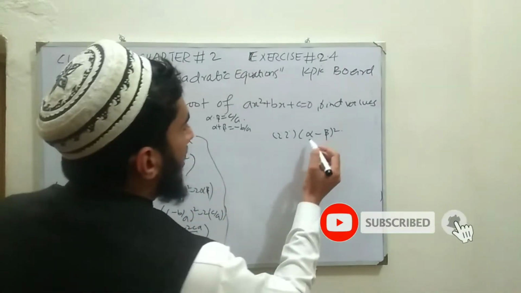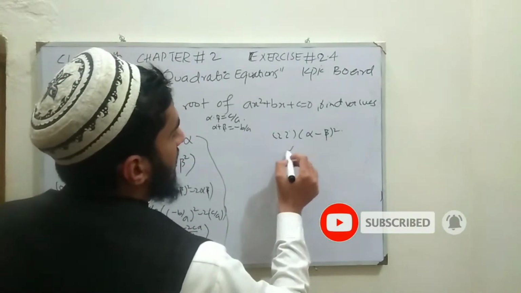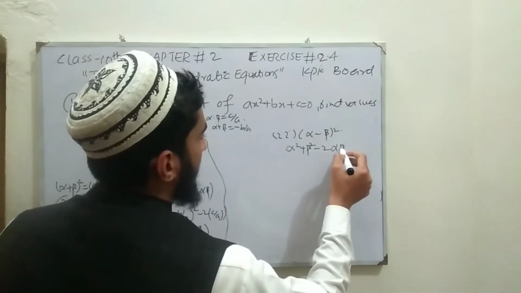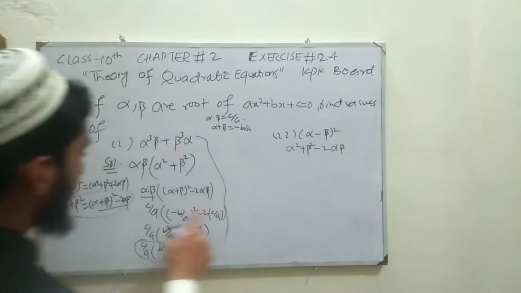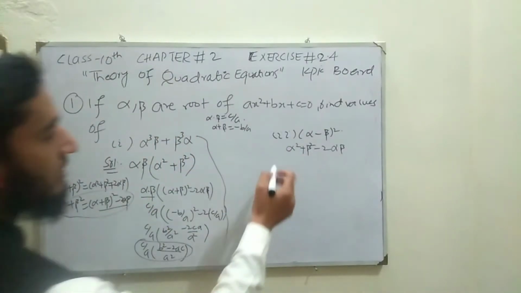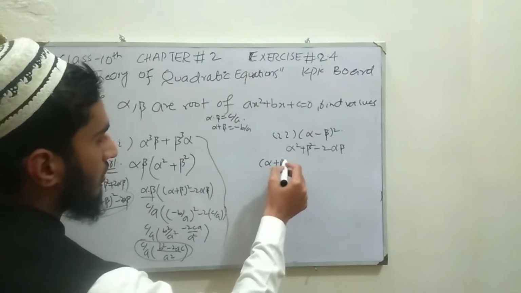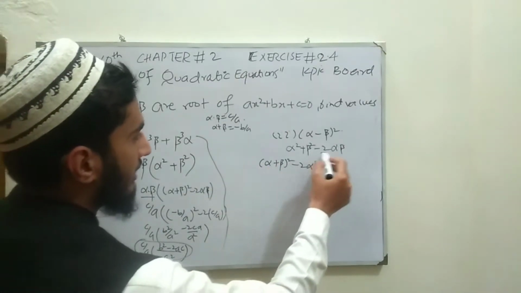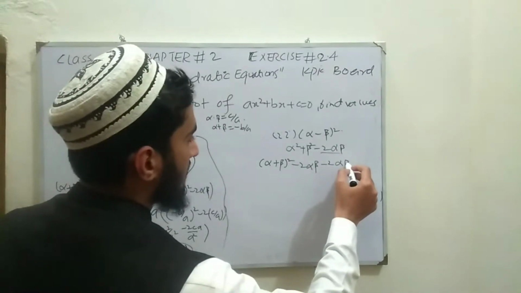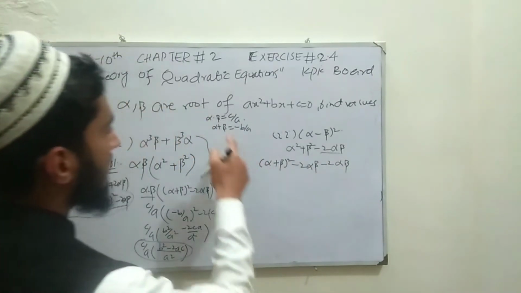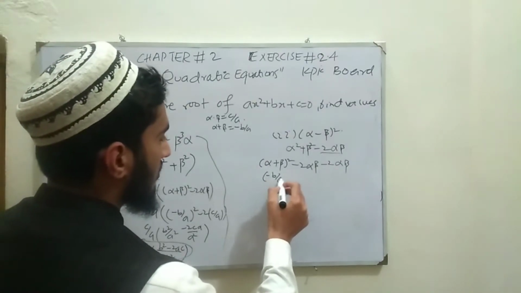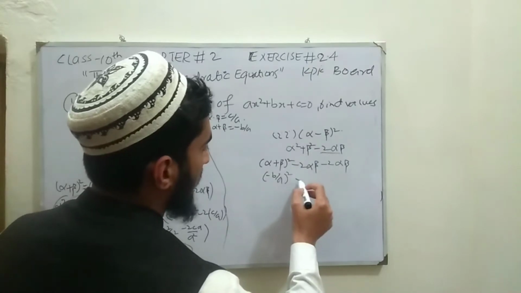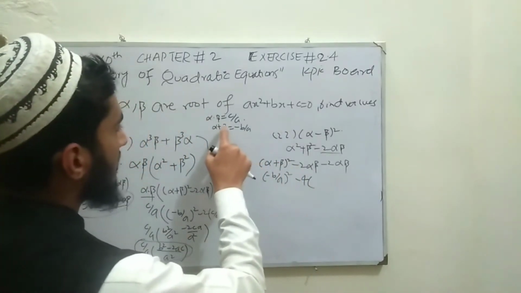Solving part B. This is the formula a minus b whole square, which is equal to a square plus b square minus 2 times a into b. We know that alpha square plus beta square is equal to alpha plus beta whole square minus 2 alpha beta, and this minus 2 alpha beta will come down the same. So alpha plus beta is negative b over a whole square, minus 2 alpha beta minus 2 alpha beta gives us minus 4 times alpha beta, and alpha beta is actually c over a.